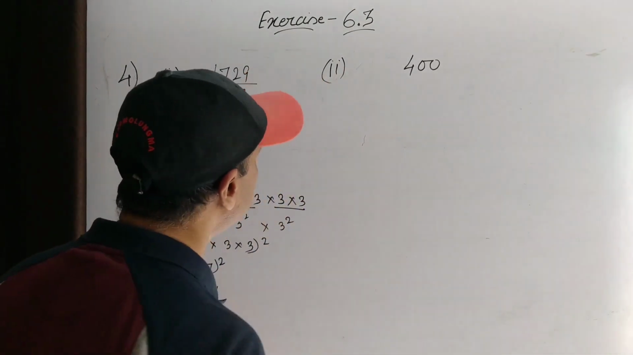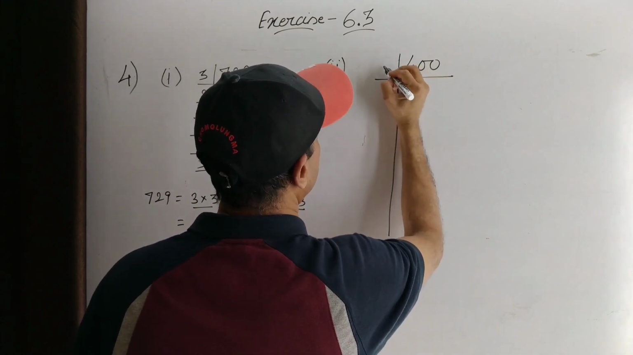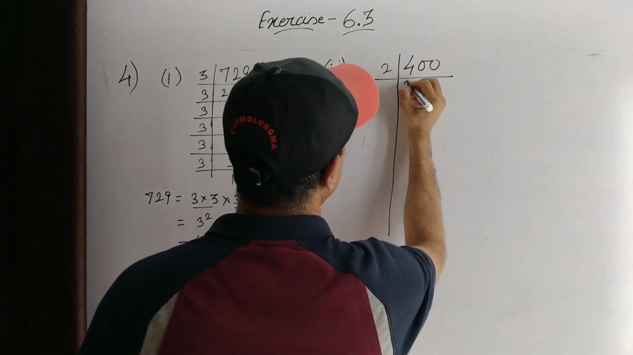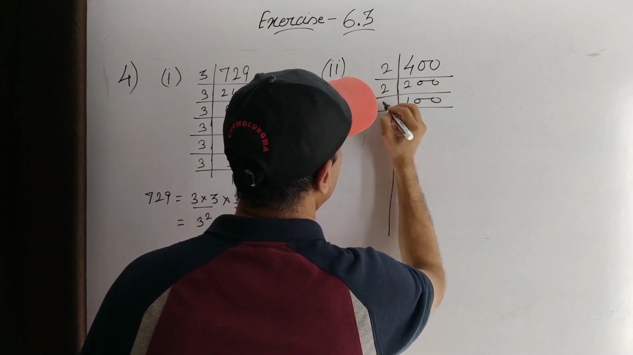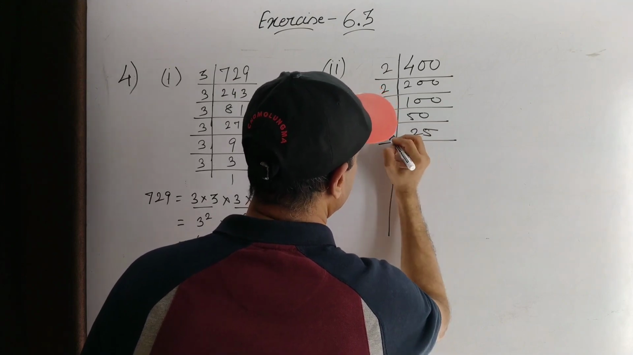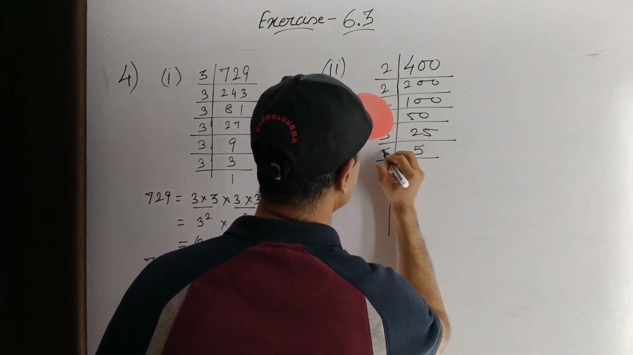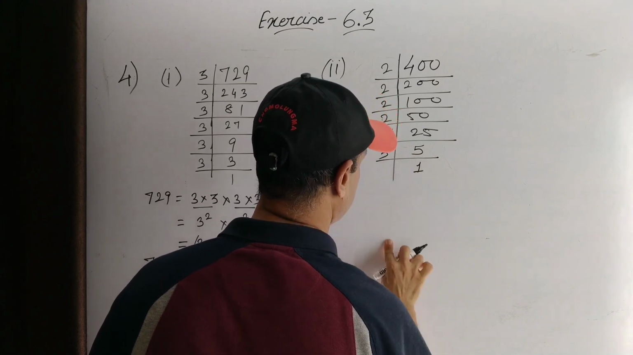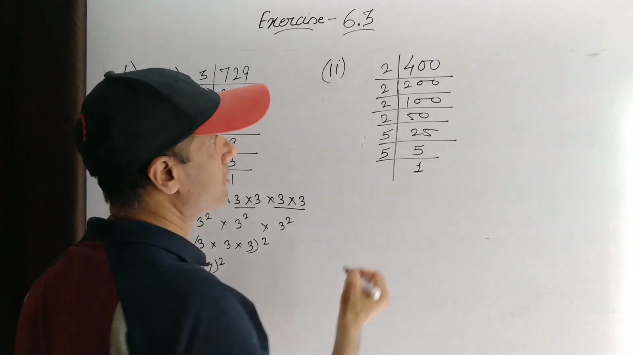Same way, 400. Let's apply the same method. 2 again is a prime number, so we get 200. Again by prime number 2 we get 100. Again by 2 we get 50. Again by 2 we get 25. We divide 25 by 5, which is again a prime number, we get 5, and finally we divide by 5, we get remainder 1. And we have obtained the prime factors of the number 400.